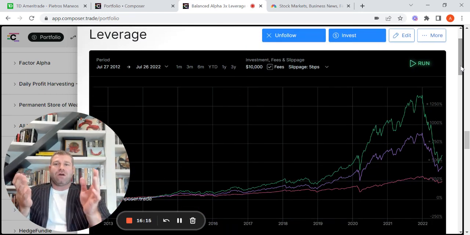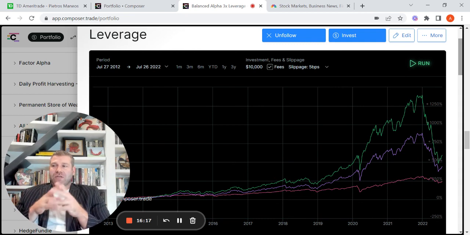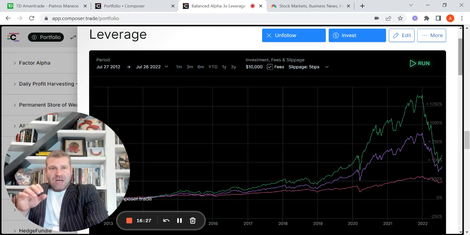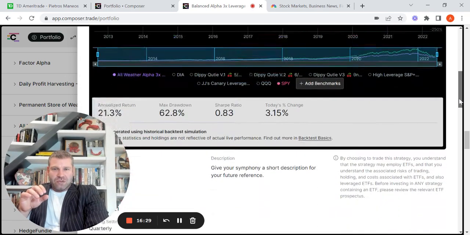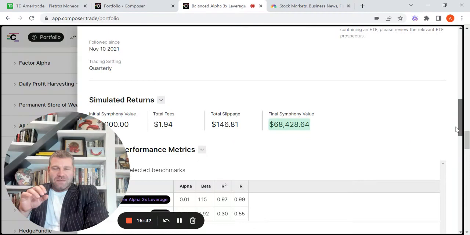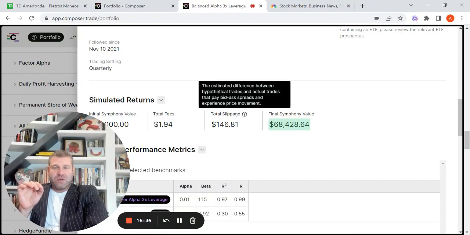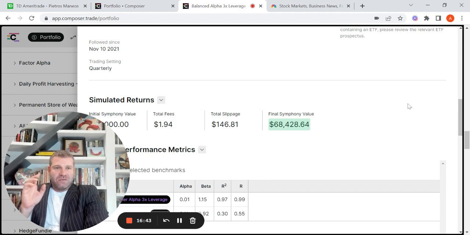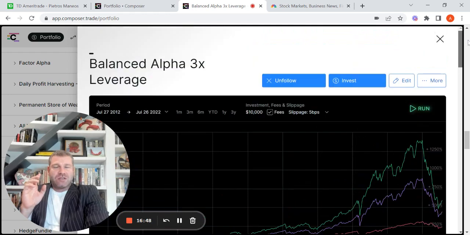And only Composer offers this, by the way. I can only do these things in Composer, this type of backtesting and comparison and charts and graphs. I mean, Portfolio Visualizer a little bit, but it's much more limited. And then they also have, which is really cool, the fees and slippage, which they define here as the estimated difference between hypothetical trades and actual trades that pay bid-ask spreads and experience price movement. So it even accounts for some of those things as well. So I hope that's instructive, and I hope you're able to see.